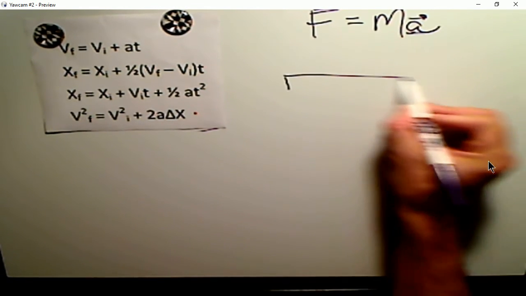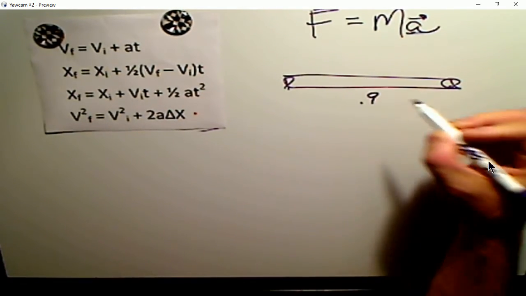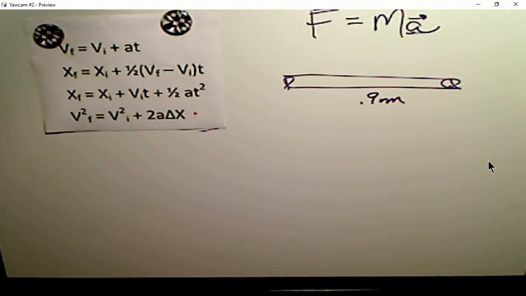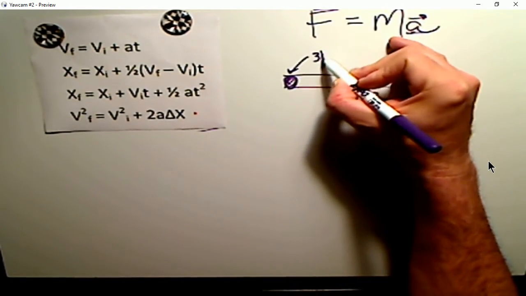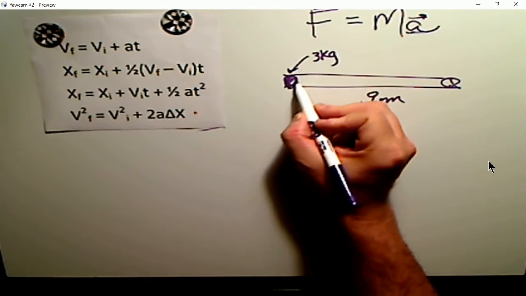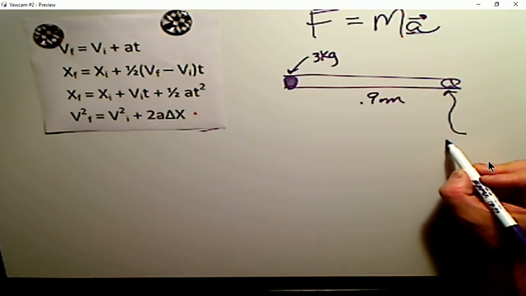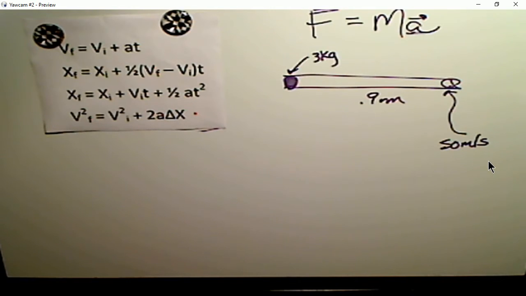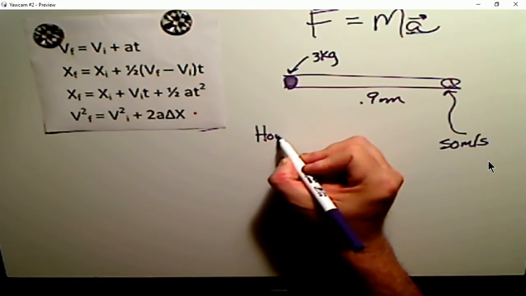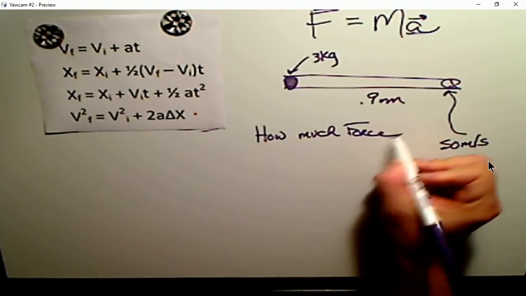I have a tube. And this tube is 0.9 meters long. And I have an object here in this tube. It's 3 kilograms. It's at the start of that tube. I want it at the end of the tube to be going at 50 meters per second. How much force do I need?